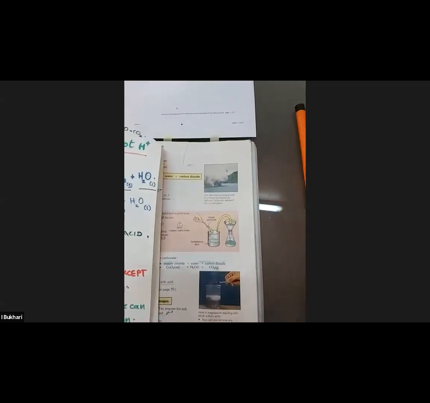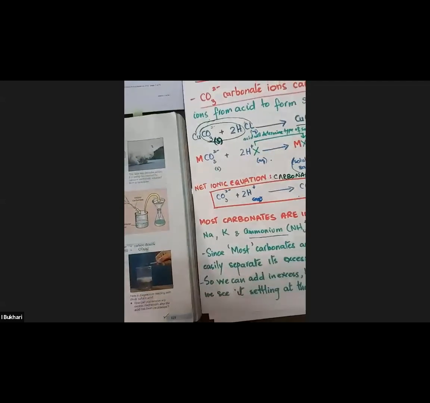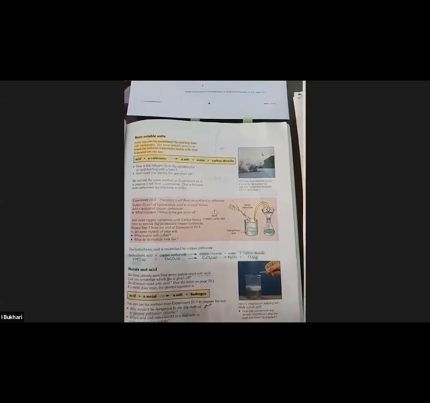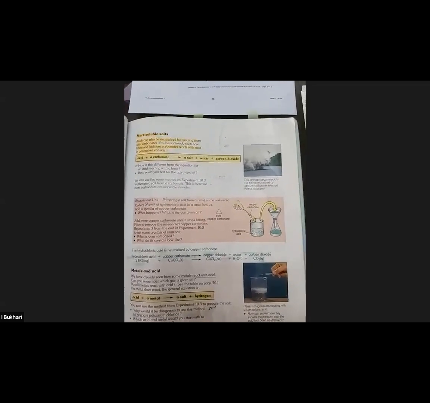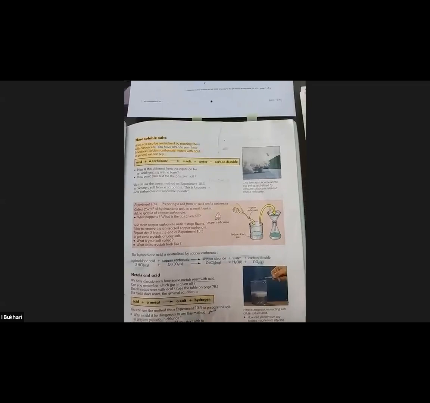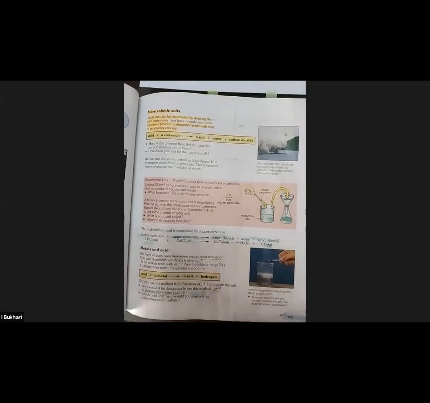And luckily we did not use any indicator. Why didn't we use an indicator here? Why didn't they use an indicator? Any ideas? Anybody knows why we didn't use an indicator?